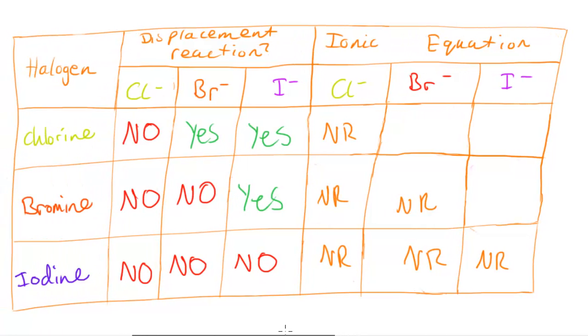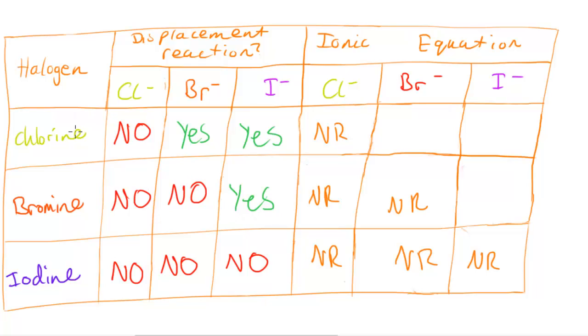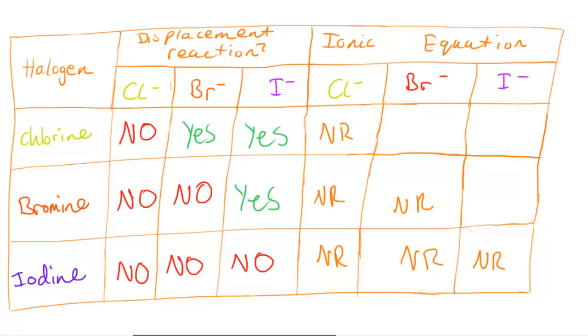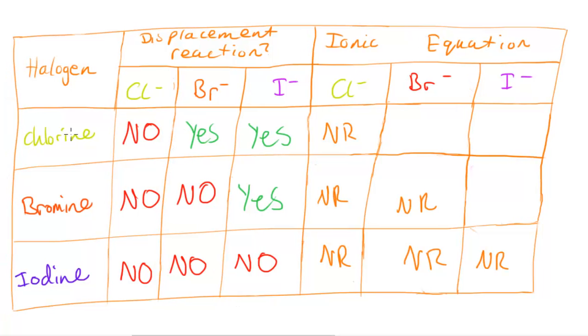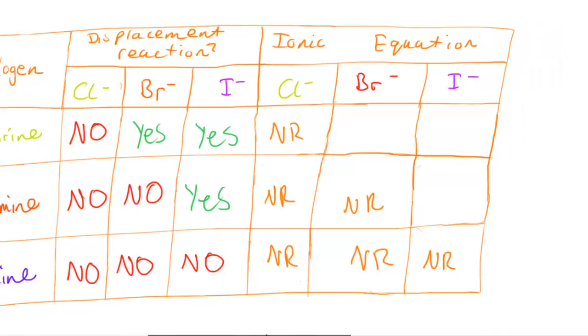So let's take an example. Imagine chlorine finds its way into a solution of potassium bromide. So that's KBr. Is it going to displace bromide ions? And the answer is yes. So let's draw out an equation for the reaction that happens.